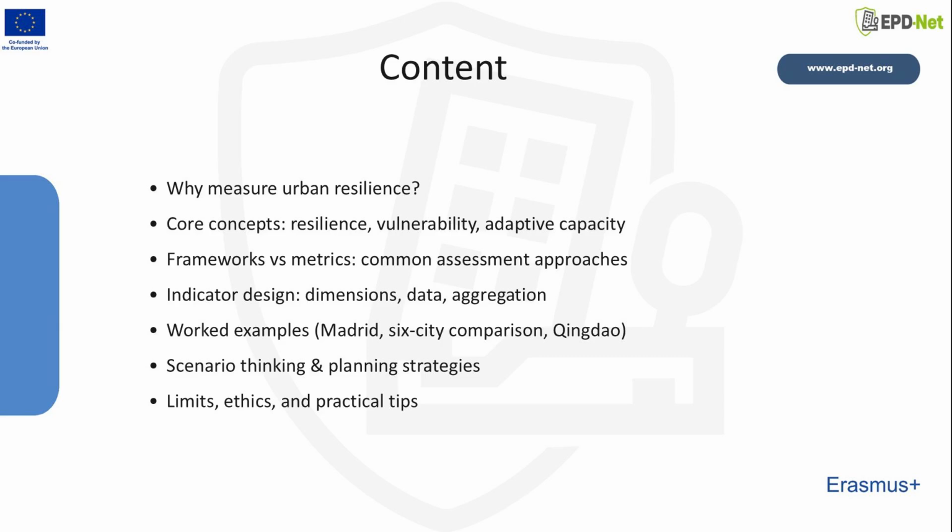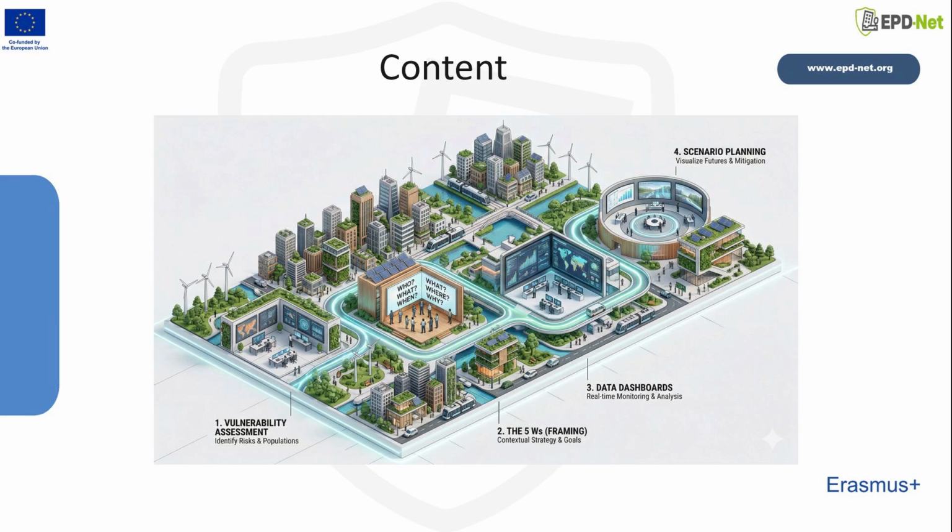Fourth, we distinguish between frameworks and metrics, then review three main families of assessment: scorecards, indicator dashboards, and composite indexes. After that, we discuss how indicator systems are built, how composite metrics are produced, and why multidimensional evaluation matters. The second half of the presentation applies these ideas through three case examples, then connects assessment to scenario thinking and planning strategy. We end with limitations, ethics, and a concise set of takeaways for resilience-oriented urban development.